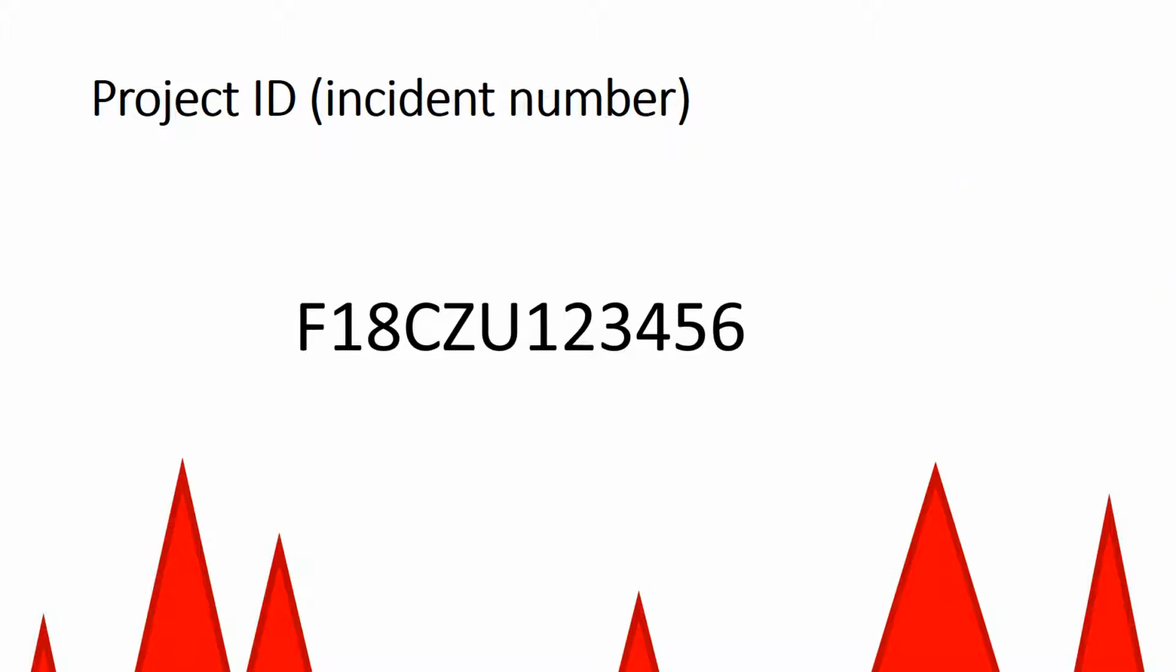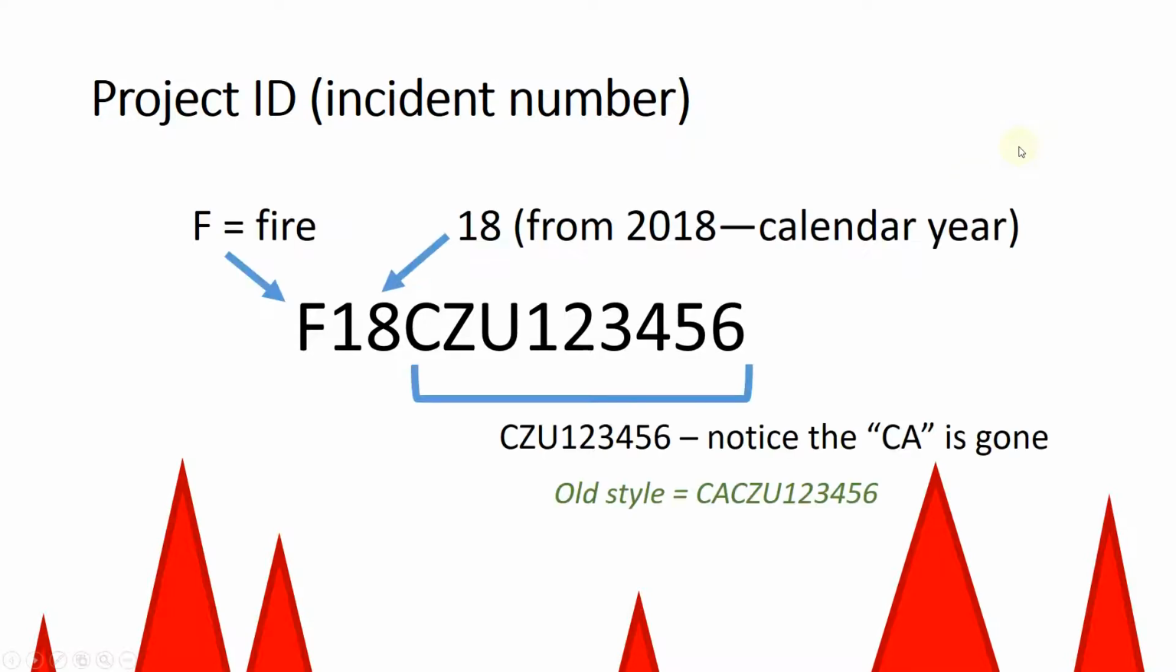The incident number, now called the project ID, will look something like this. It's similar to how we used to do it. The F at the front stands for fire. The 18 is from the calendar year, not the fiscal year. The rest is the same as we've always used, but without the CA that used to precede our incident numbers.